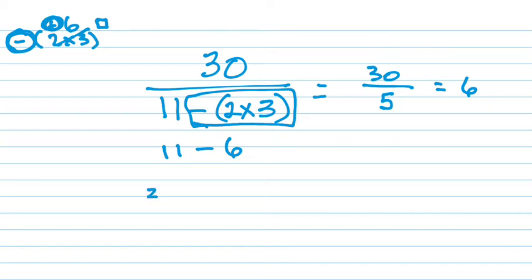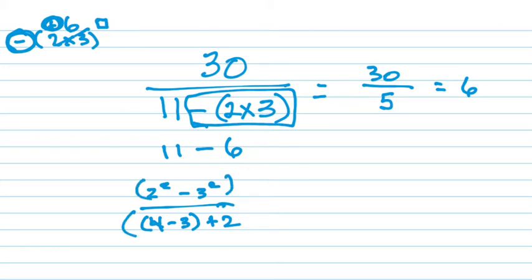Now, we're not going to do this one. 2 squared minus 3 squared over 4 minus 3 plus 2. Who cares? All right? I'm just doing this as an example. Doesn't matter. Anytime you have a fraction, there is always a bracket around the top and the bottom. But because it's always there, even in this fraction, 2/3 is really that.